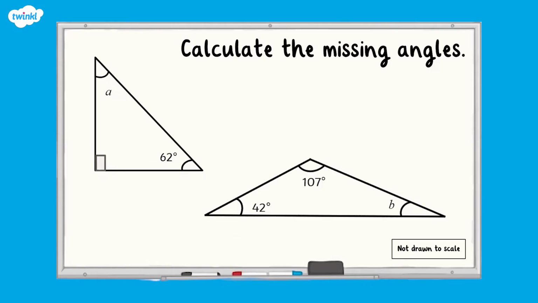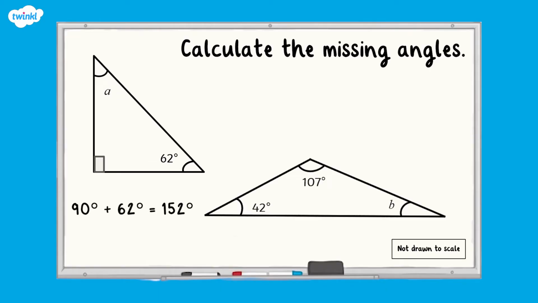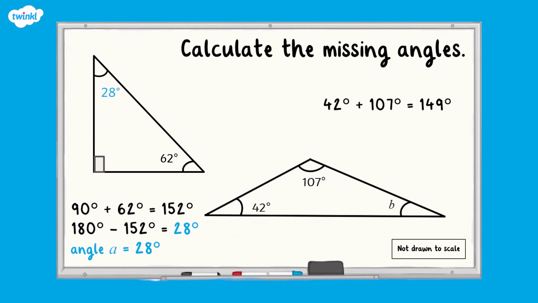To calculate angle A, you would need to add 90 degrees, as there is a right angle, to 62 degrees first, which totals 152 degrees. Then you would subtract 152 degrees from 180 degrees, which is equal to 28 degrees. Therefore, angle A is equal to 28 degrees. To calculate angle B, we would first add 42 degrees to 107 degrees, which is equal to 149 degrees. Then we need to subtract this value from 180 degrees. 149 degrees subtracted from 180 degrees is equal to 31 degrees. So angle B is equal to 31 degrees.